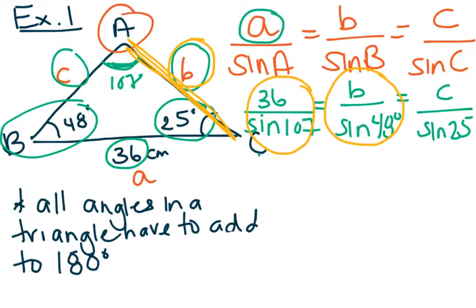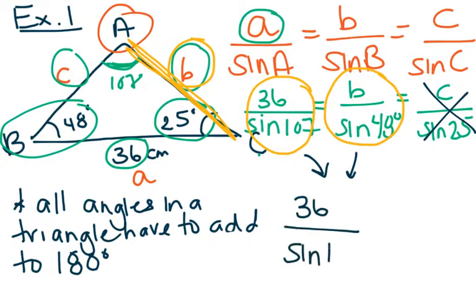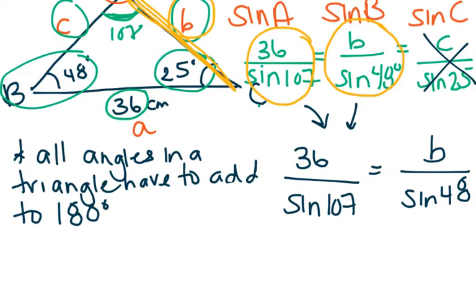The next step is to rewrite these two fractions underneath. We're going to forget about this one now. We don't need this yet. So we're going to use 36 over sine of 107 equals b over sine of 48. Now all we need is a little bit of algebra that we use in SOHCAHTOA. Remember that we need b by itself. What is in the way of b being by itself? This sine 48 right here. If this sine 48 went away, we would just have b all on its own, which is what we want.